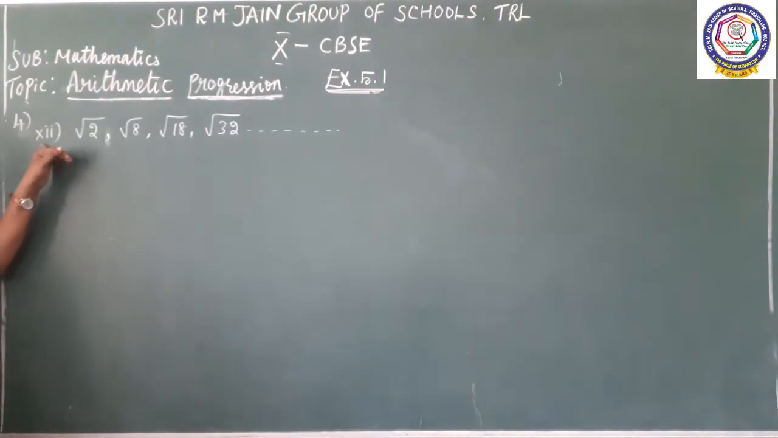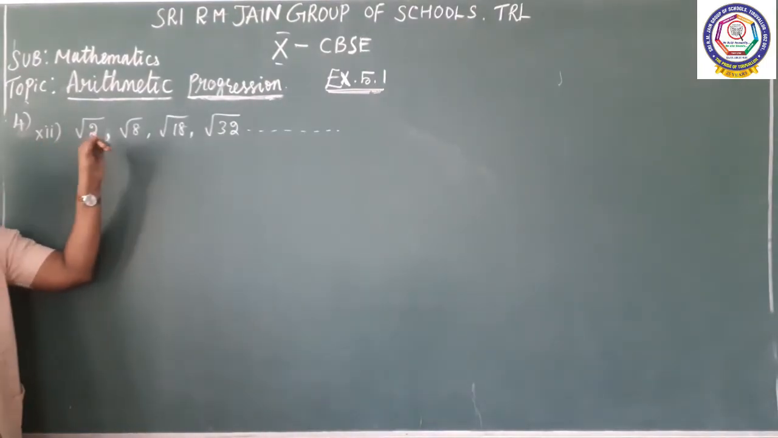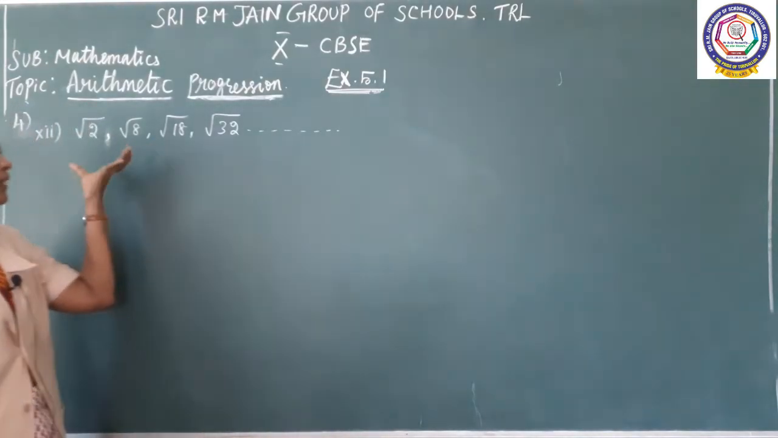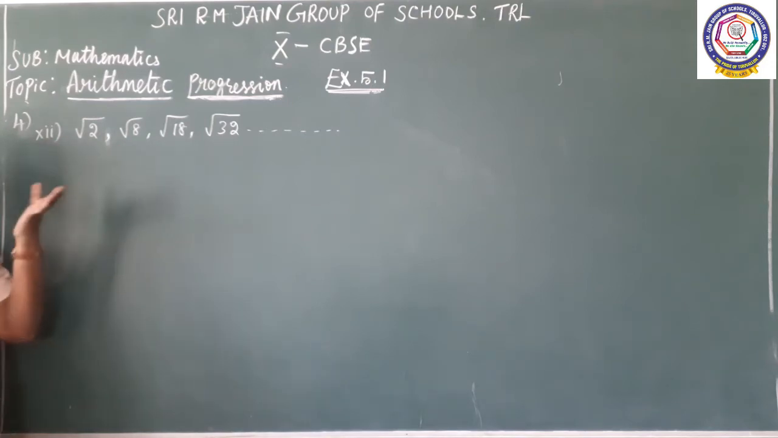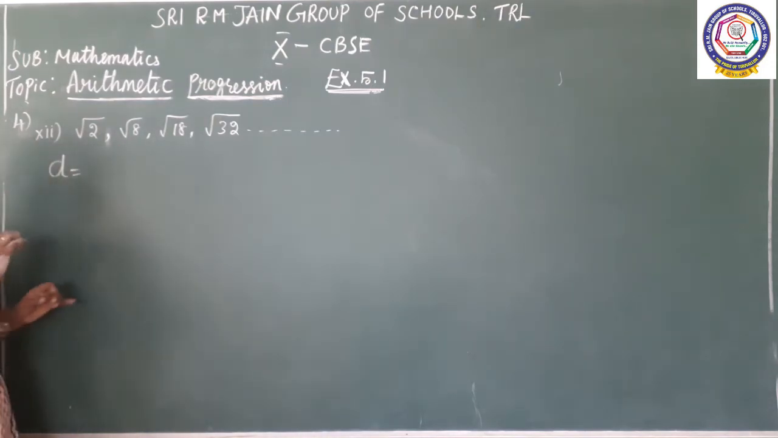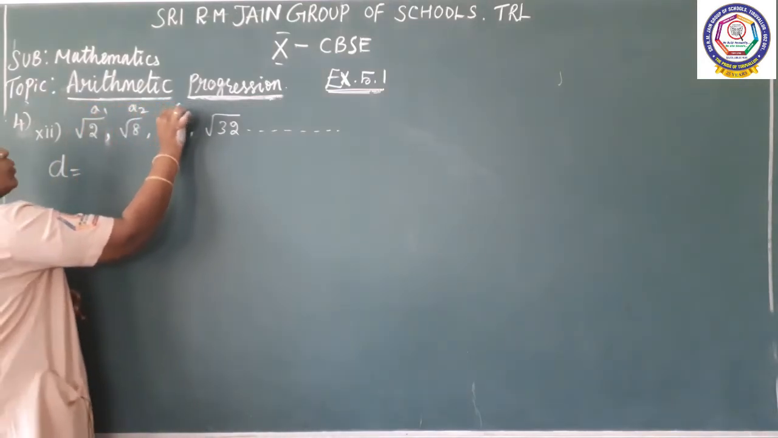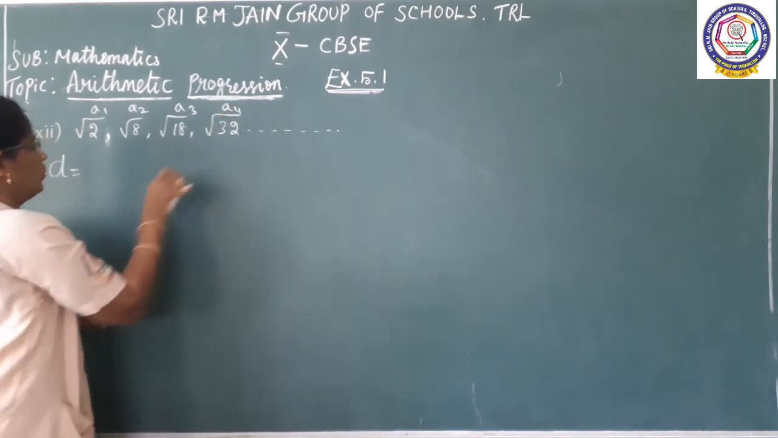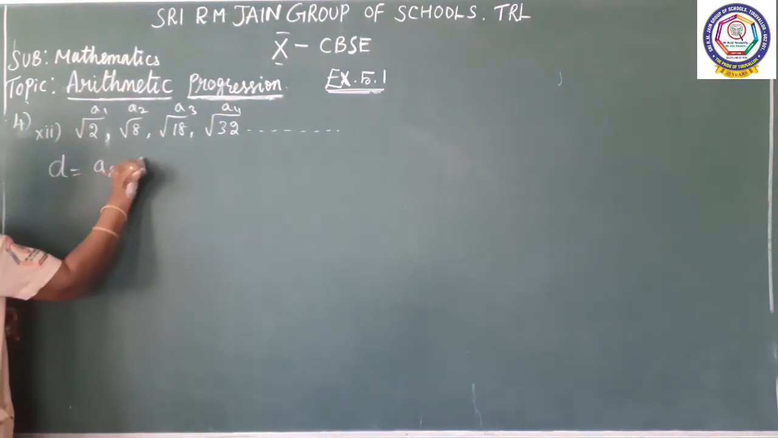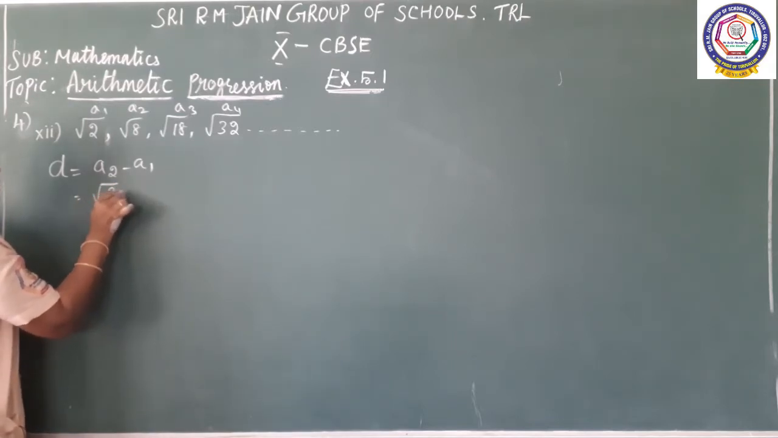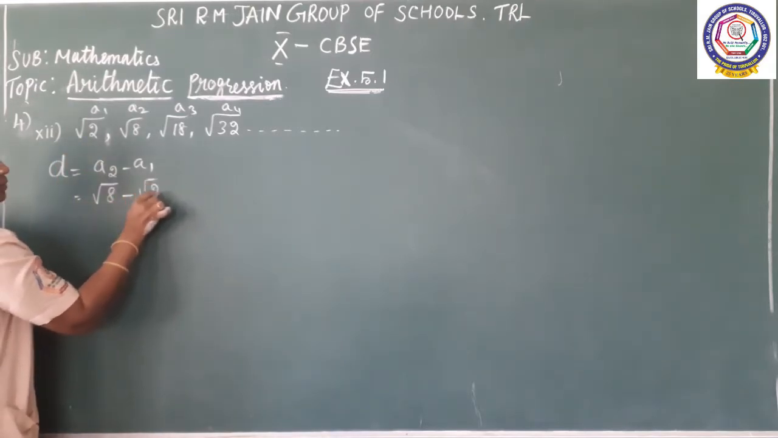Next subdivision, the 12th one. So root 2, root 8, root 18, root 32, and so on. We have to check whether it is an AP or not. How can you check whether it is an AP or not? We have to find the common difference. First I am going to take this as A1, A2, A3, then A4. So A2 minus A1. What is A2? Square root of 8 minus A1, which is square root of 2.